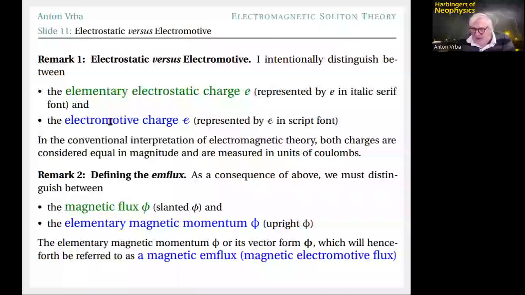Now, having done that means that I also have to differentiate between the magnetic flux phi, which is normally shown in the slanted phi, and to be different, I have used upright phi for the electromagnetic momentum. Why it's a momentum will become clear in a moment.